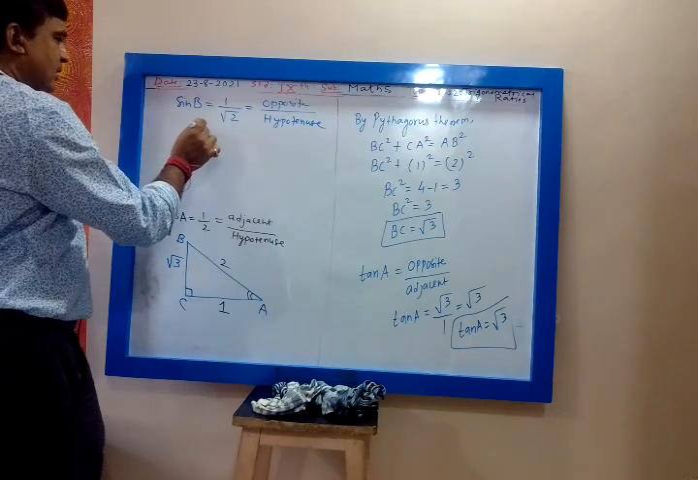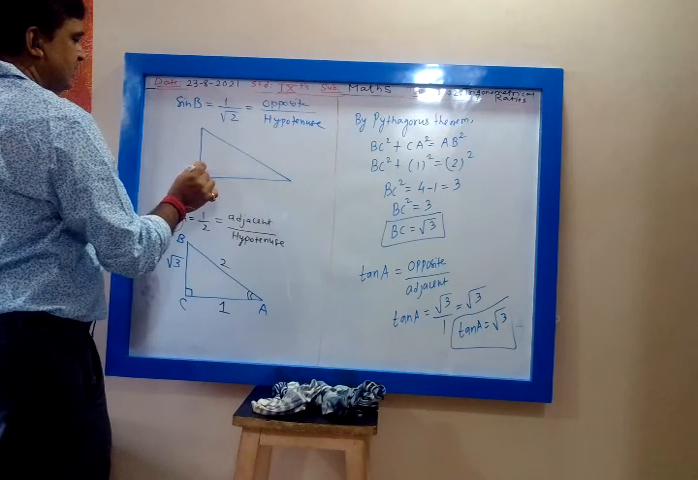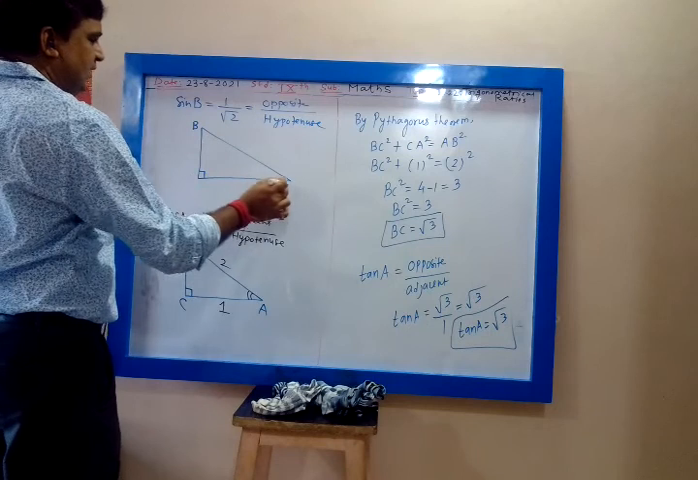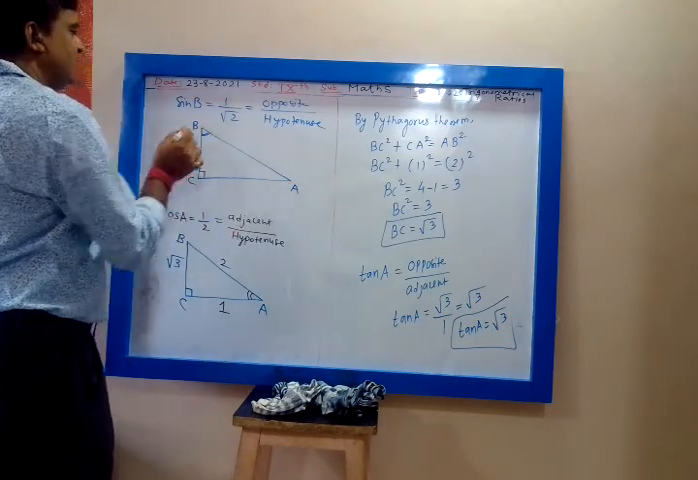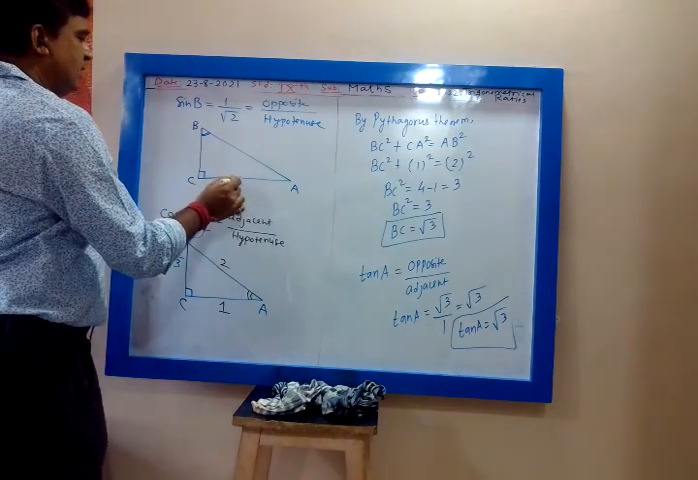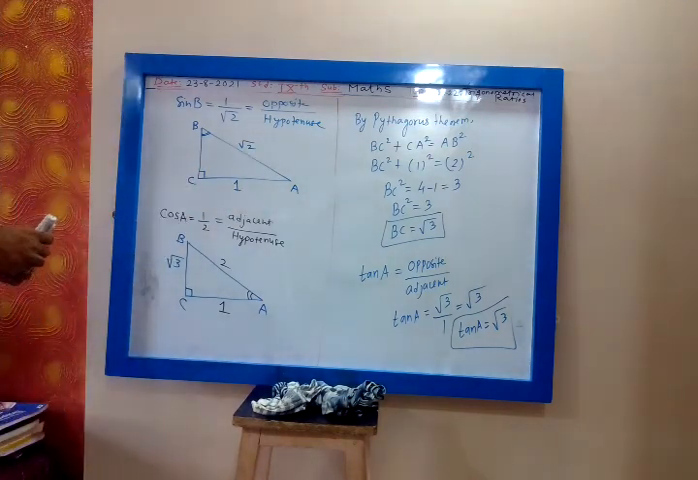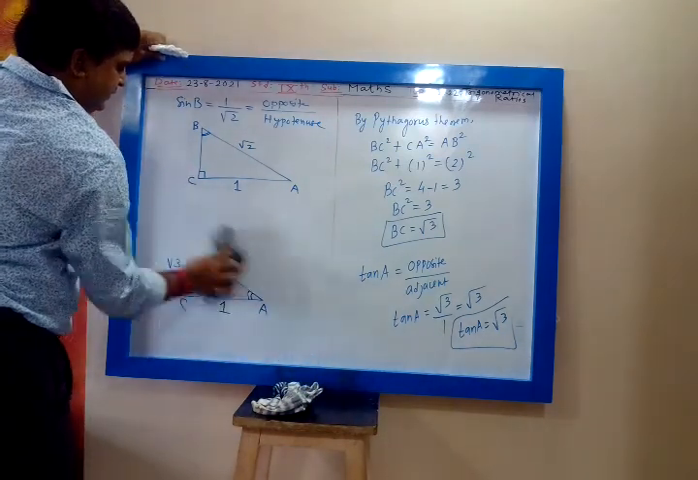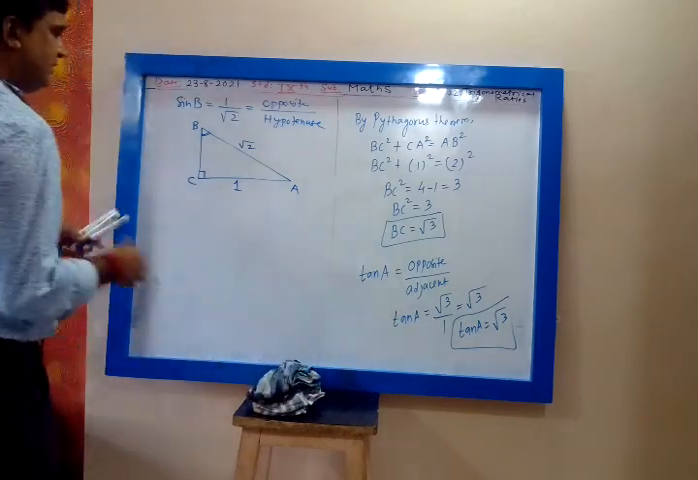So draw the triangle. Now my reference angle is B. So let us take this B, A, C. Now I will consider this as the reference angle B. Sin B is opposite is 1, hypotenuse is root 2. So use Pythagoras theorem and find BC.